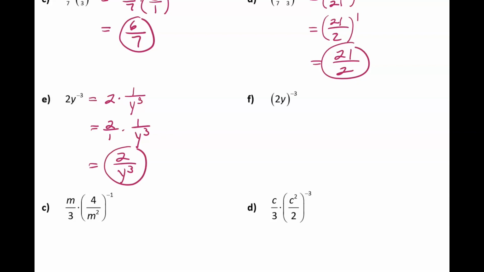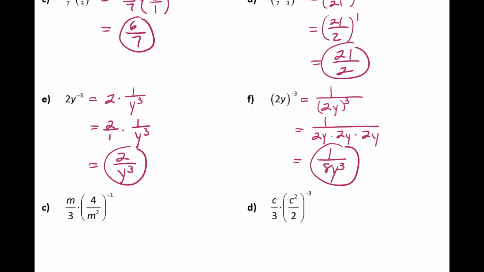In F, the parentheses need to be done first, but we can't multiply 2 times y. So we can just think of this one as 1 over the quantity 2y raised to the 3rd power. When you have something that's a little bit more complicated inside of the parentheses, it helps to write out the repeated multiplication. That's 2y times 2y times 2y. So this is 1 over 8y cubed.